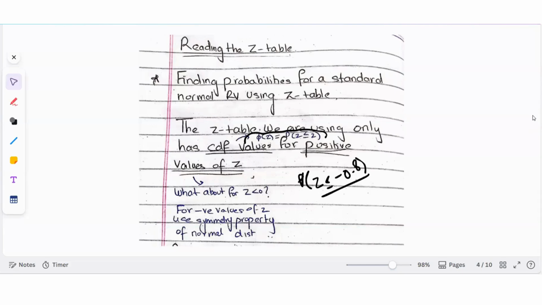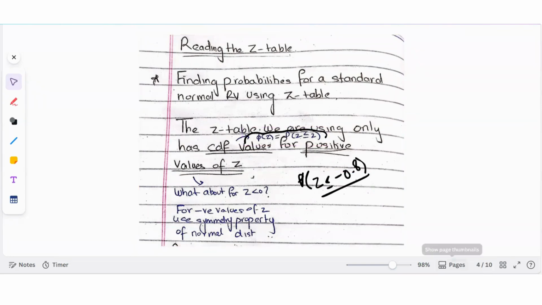We're looking at how to find probabilities for a standard normal random variable using the z-table. Here, the z-table we're using only gives us CDF values for positive values of z, and by CDF values, we mean probabilities in the form Phi(z), the probability that Z is less than or equal to z. Because for a standard normal random variable, we represent the CDF using Phi rather than F. And so it represents it only for positive values of small z.